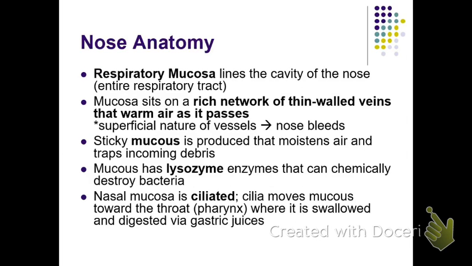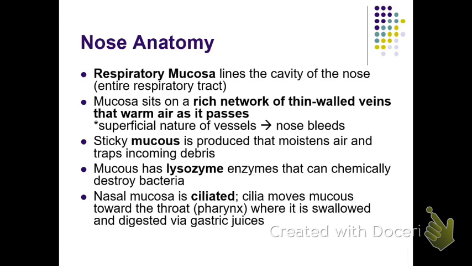So, going deeper into the nose anatomy, the nose is covered with this respiratory mucosa, and it lines the entirety of the respiratory tract, from the nose all the way down to just before the lungs. And the mucosa is this very rich network of thin-walled veins that help warm air as it passes into our respiratory tract. The reason why it warms the air is so it's more comfortable for us to inhale.